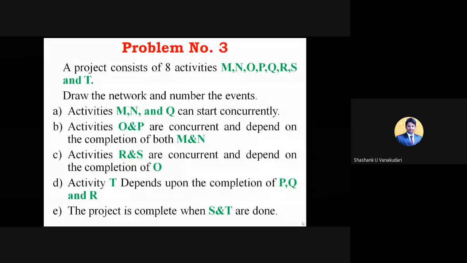The last condition is the project is complete when S and T are done. So S and T are the last activities. They both complete the entire project. The last node consists of 2 activities, S and T. So these are the conditions. Now we are going to solve the network diagram depending upon these conditions.